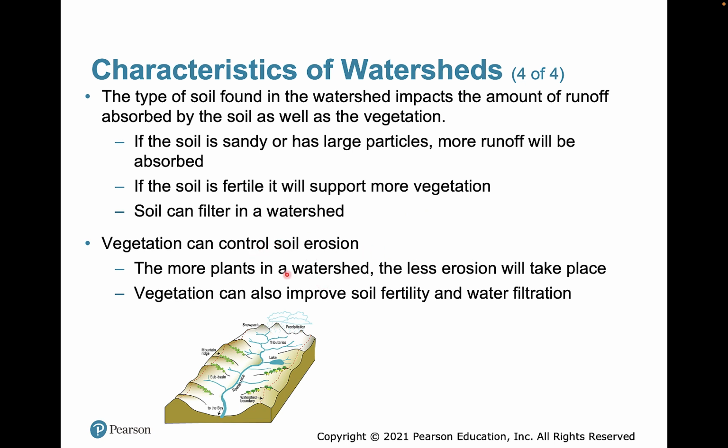The more vegetation that's in a watershed, the less erosion will take place because there are plant roots there to hold the soil in place. And it can also improve soil fertility because as that vegetation dies, it can provide more nutrients into the soil, or it can hold soil nutrients more in place, and it can also filter water.